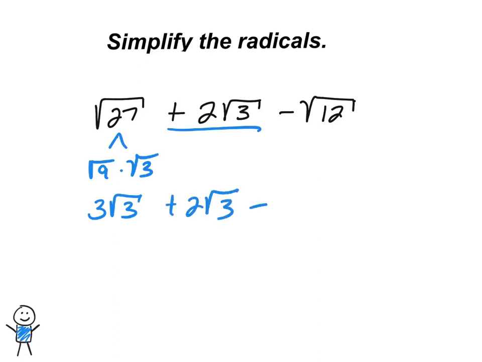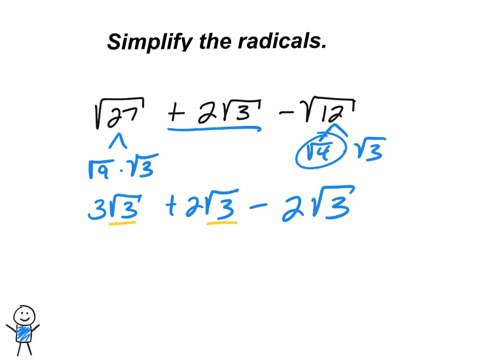Then we have minus the square root of 12. The square root of 12 can be broken down into the square root of 4 times the square root of 3. And we can take the square root of 4, which is 2, and bring down the root 3. So now that they've all been simplified, you'll notice each term has the same radical. They all have a root 3, so they are like terms.